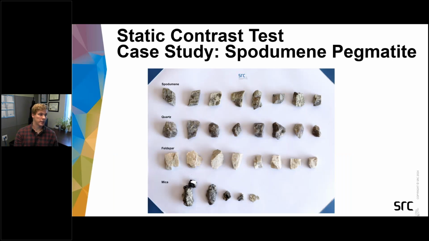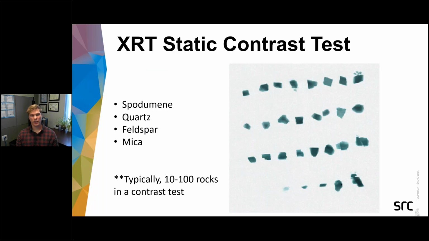So let's go through some examples of that test work stages. So, a static contrast test. Here's a spodumene pegmatite. We have it at the top, and there's spodumene, and then quartz, and then feldspar, and then mica. So spodumene is what we want. Don't want all the other stuff. However, when you actually do the test, we'll run it through the sorter. This will be the raw XRT image you generate. So we got spodumene at the top, and then quartz, feldspar, mica, like we showed before.